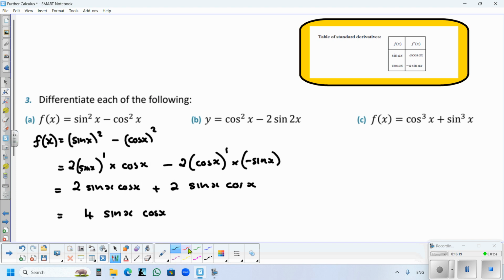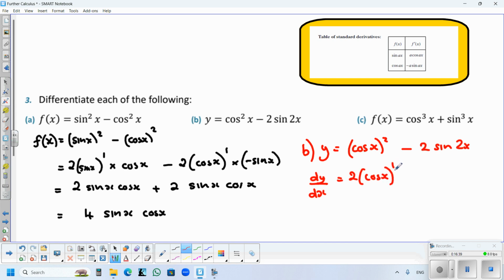Next one, part B. So for part B, we've got y is equal to cos x squared minus 2 sine 2x. So multiply by the power, take 1 away from the power, so 2 times cos x to the power of 1, multiplied by the derivative of your bracket. Derivative of cos x is minus sine x, and they're multiplied. Then I move on to this minus 2 sine 2x. The number in front of x is a 2, so I'm going to be multiplying by 2, so that becomes minus 2, and then 2 from the x.